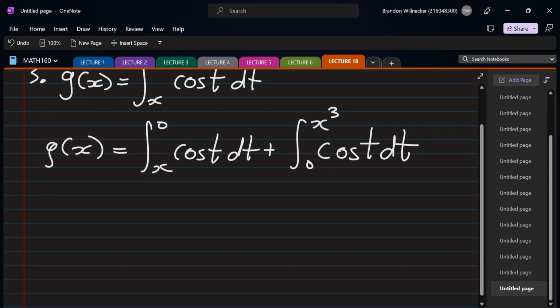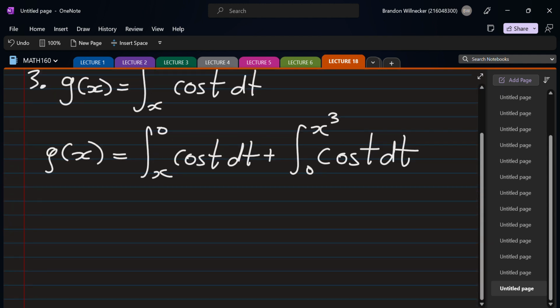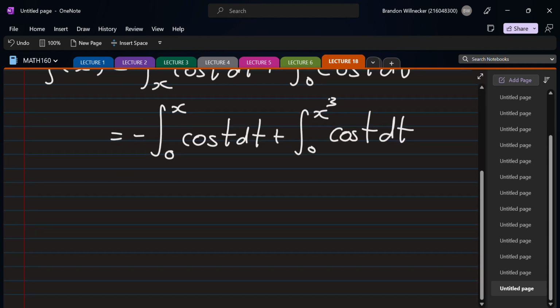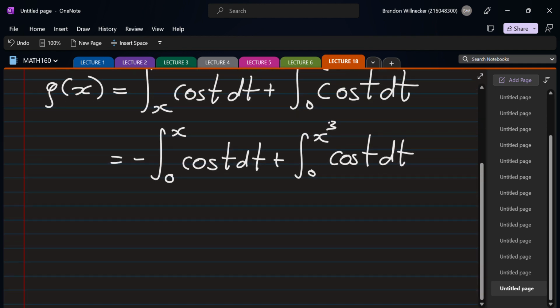Okay, now for that first one, we see that the x is at the bottom. To use the FTC2, we want the x at the top. So we swap the bounds, but then we need to put the minus sign. So this is minus the integral from 0 to x cos of t dt plus the integral from 0 to x cubed cos of t dt. Okay, so now everything is looking fine. We've got the x at the top and the x cubed at the top, so we can use our FTC2.